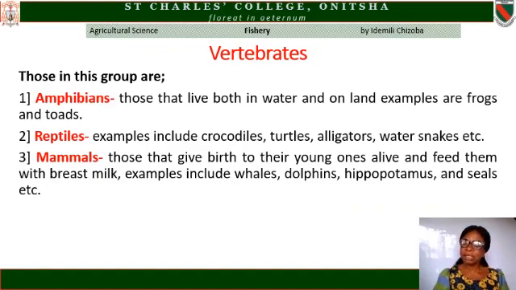Those in the group of vertebrates among the aquatic organisms are the amphibians. The amphibians are those animals that survive both in water and out of water, which means they live both in water and on land. Examples are frogs and toads. Number 2, the reptiles. The reptiles include the crocodiles, the turtles, the alligators, the water snakes. Number 3, the mammals. Those that give birth to their young ones alive and feed them with breast milk, and they live in water. Examples are the whales, the dolphins, the hippopotamus, the seals, etc.